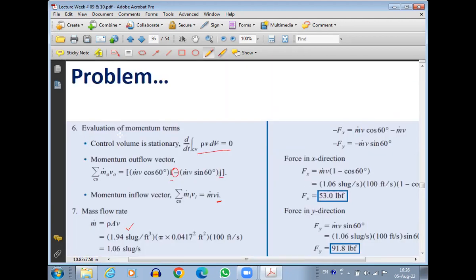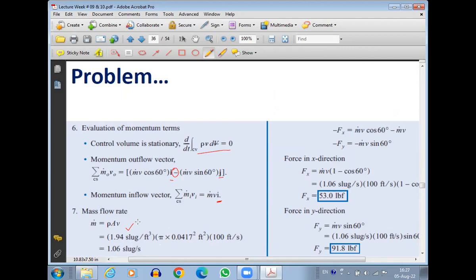So the area will be pi r squared, or pi by 4 times d squared, multiplied by the velocity of the jet, since it is mentioned that for the problem of vanes, the velocity at the inlet and outlet, all the velocities, are the same.